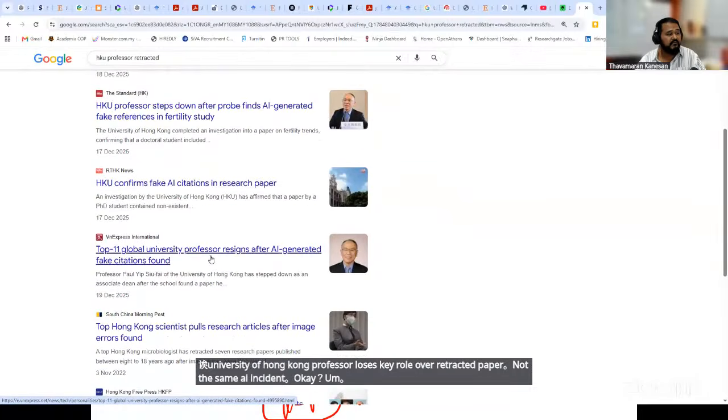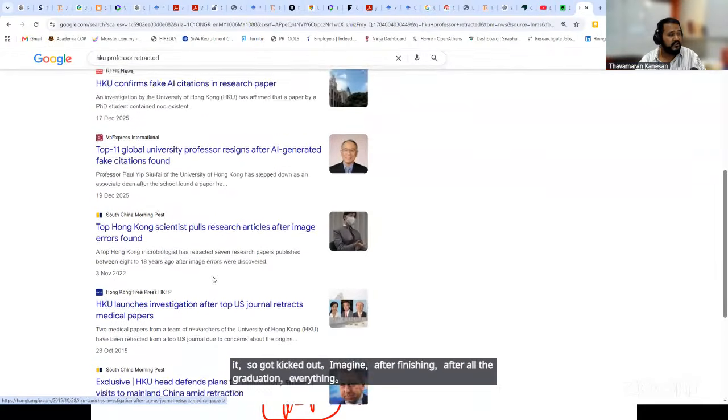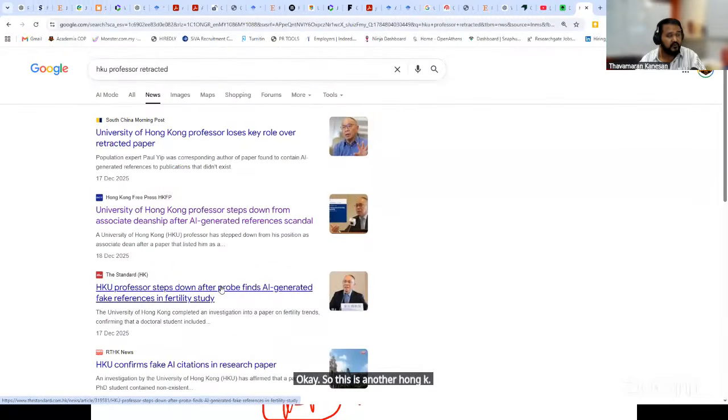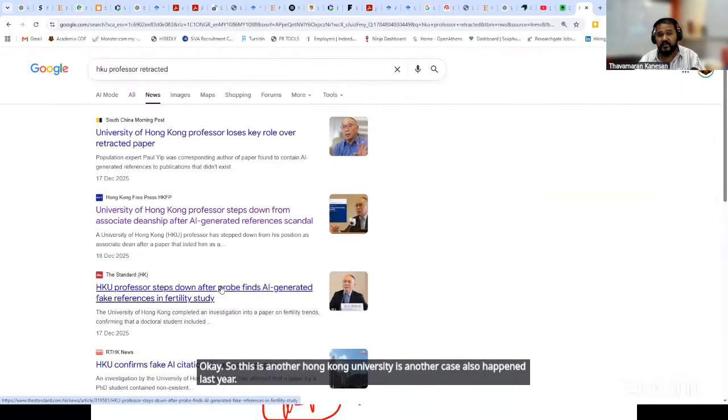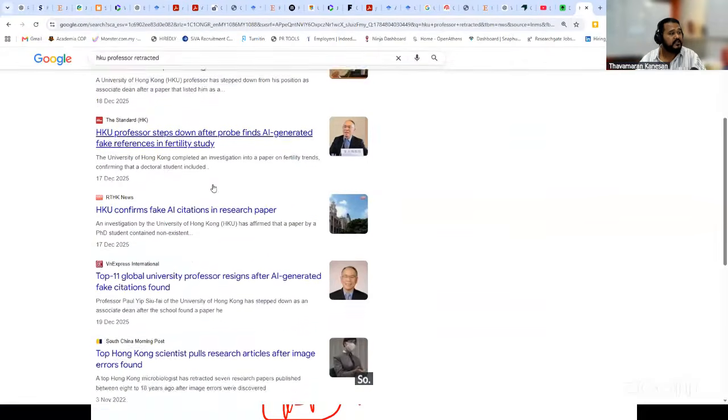The student got kicked out of the PhD already. Luckily it was during the PhD, so you haven't finished it, so you got kicked out. Imagine after finishing, after all the graduation, everything. This is another Hong Kong university case, also happened last year, somewhere in November. That Springer journal also got kicked out from Web of Science. So yeah, this is another incident.